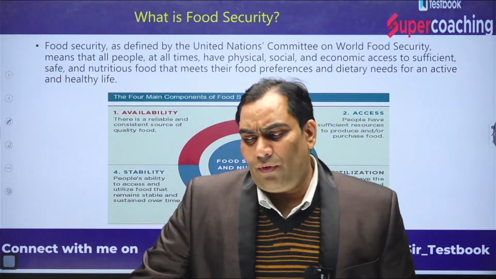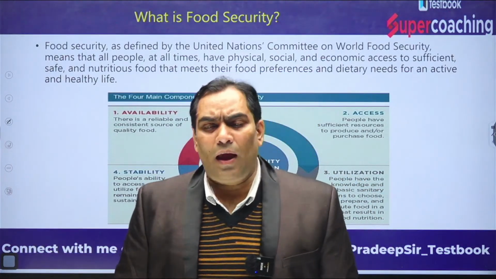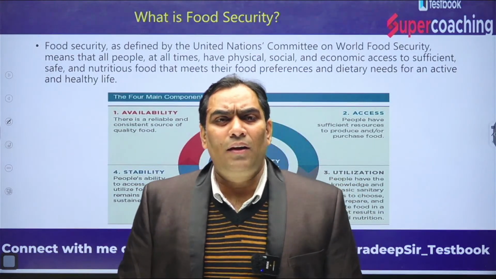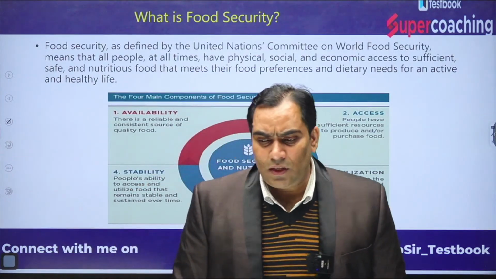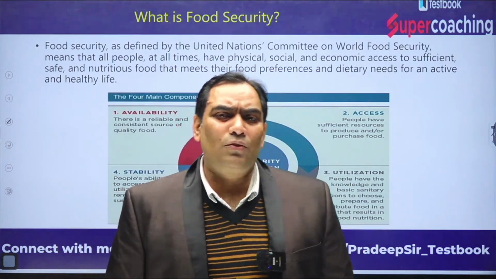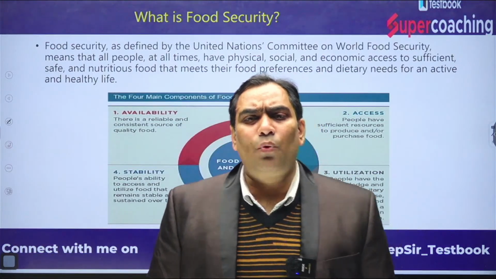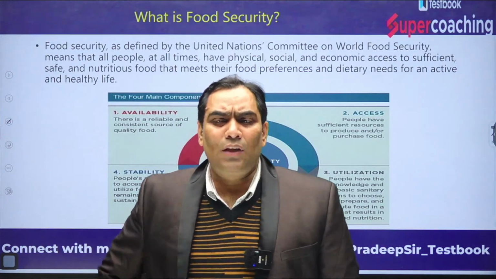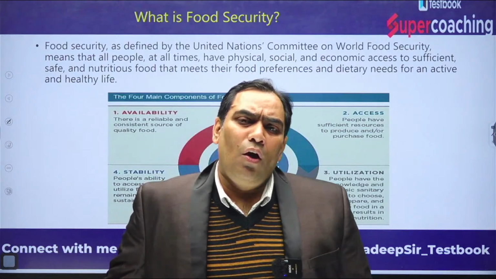Now we are going to define that food security has four components. One is the availability of food, another is food access, another is food stability, and the fourth is food utilization. That means food security has four components. These are known as the four pillars of food security. In order to have food security, we have to work on four pillars. And what are those four pillars? The government, or the authority, has to ensure food availability.